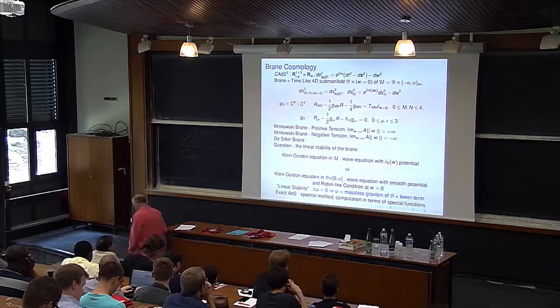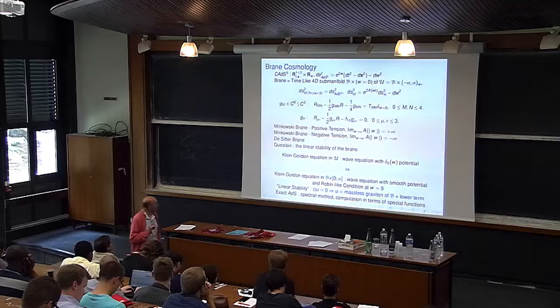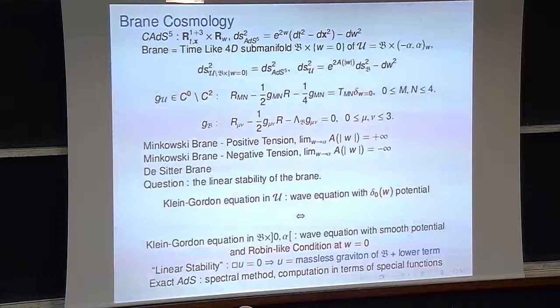Here, I just speak on the linear stability. I mean by the linear stability the following question. If we consider the Klein-Gordon equation in the whole five-dimensional universe, the wave equation that we consider has a delta potential, a singular potential. It's equivalent to consider the same equation on the strip, on the right strip. And now the wave equation has just a smooth potential, but a Robin-like condition on the boundary.